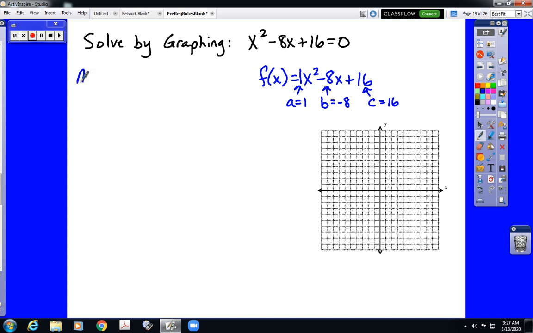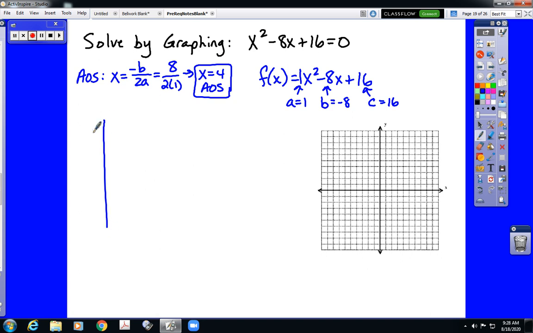We then locate the axis of symmetry, which again is the line x equals negative b over 2a. If b is negative, then negative b would be positive, so that would be 8 over 2 times positive 1, giving us an axis of symmetry of x equals 4. The reason that is important, once again, is because that is where we center our table.